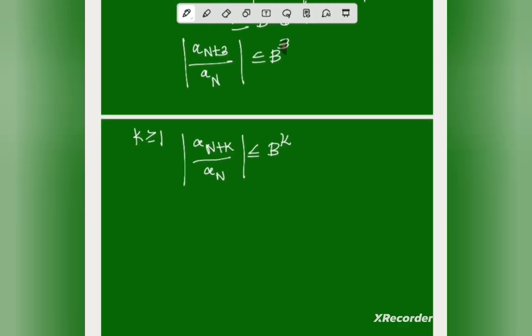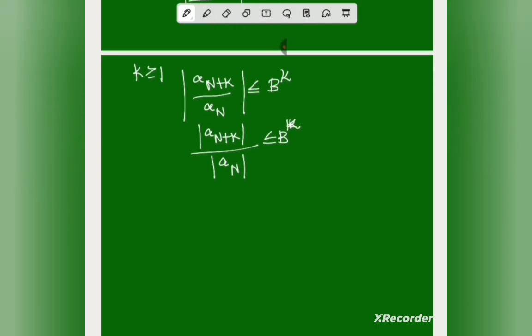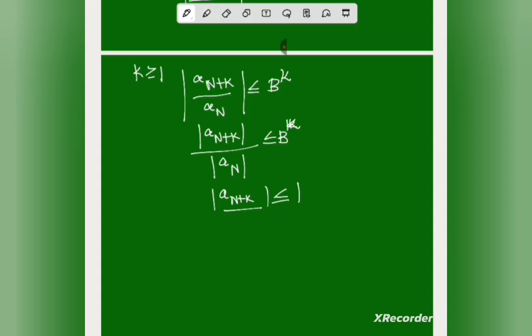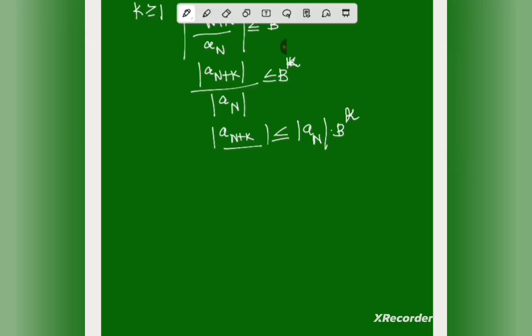So now I am going to split the modulus. I can write |a_{n+k}|/|a_n| is less than or equal to b power k, for k greater than or equal to capital N. From this, I take |a_{n+k}| alone, and I can write |a_{n+k}| is less than or equal to |a_n| into b power k, and also k is greater than or equal to capital N, right? So actually I am getting this result.